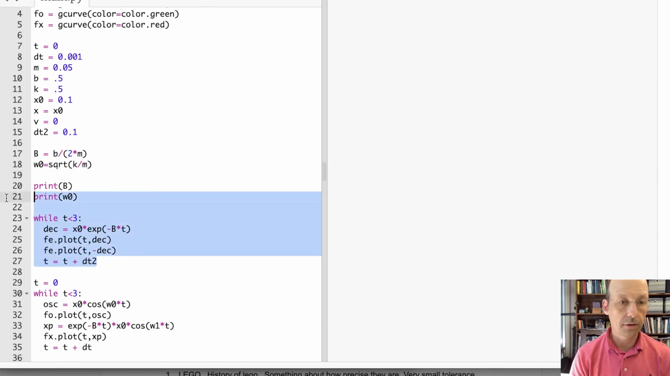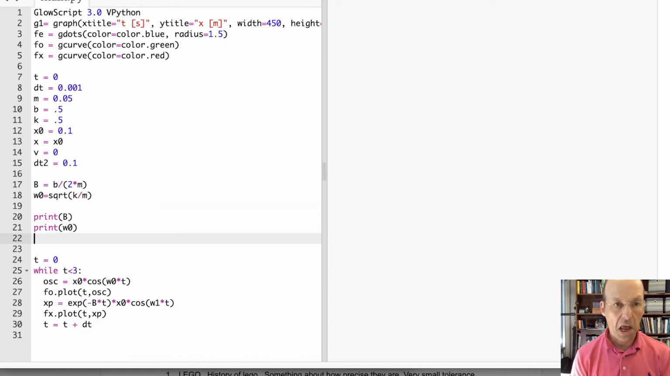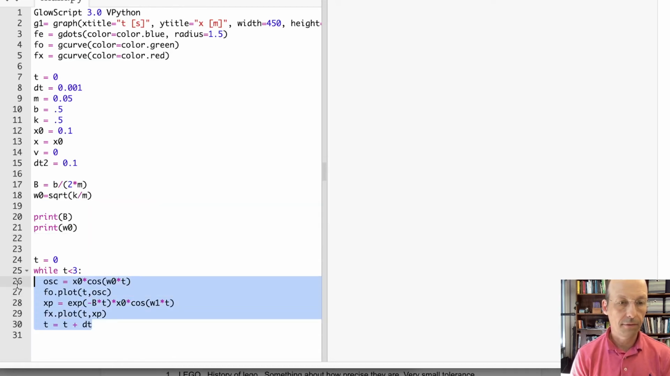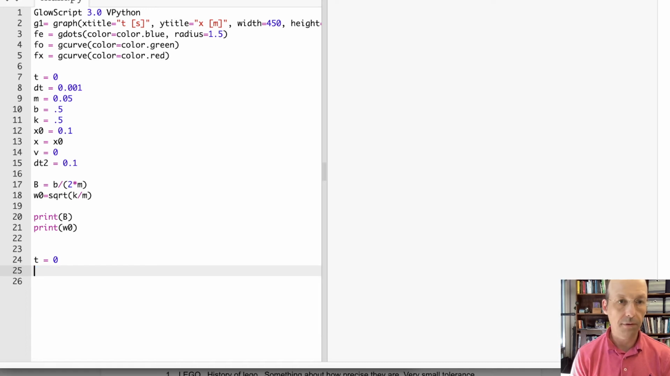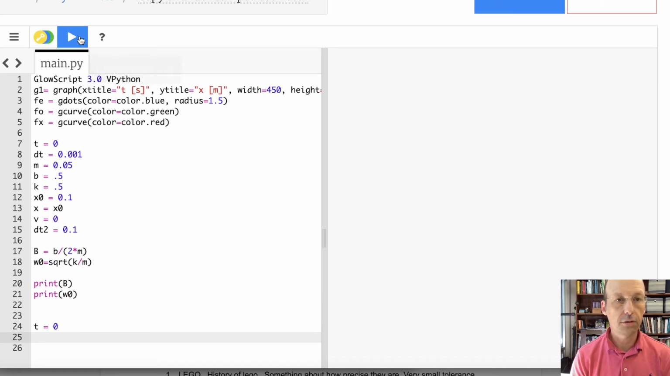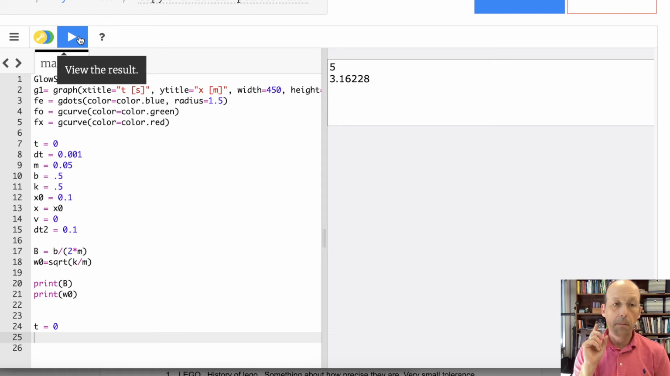I don't need this function. Let's just get rid of all this stuff. I don't want to do that yet. Okay, let's just print those, make sure. So b is 5, omega naught is 3. So I am in the case where the term under the square root in the exponent is positive. It's not imaginary. Well, it's real.